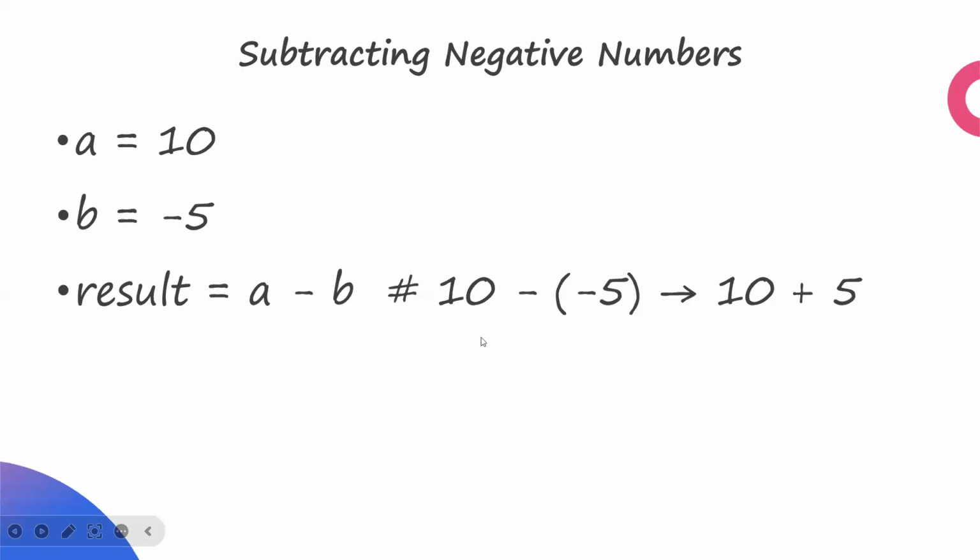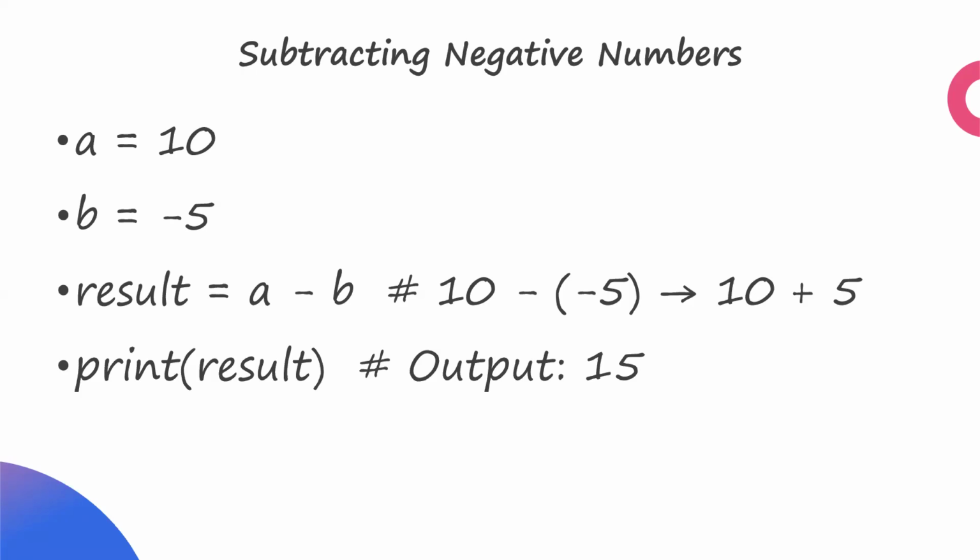So this is going to be 10 minus negative 5. So you put them in bracket. So it will give you the way mathematics works. That's how this one also works here. Okay. So when you print out, you're going to get 15.